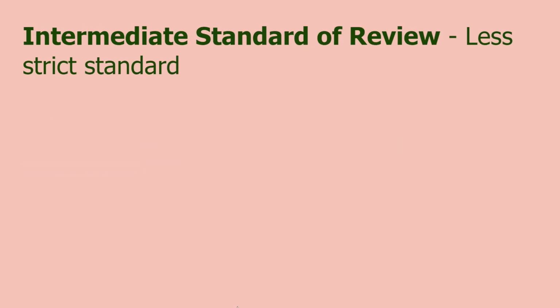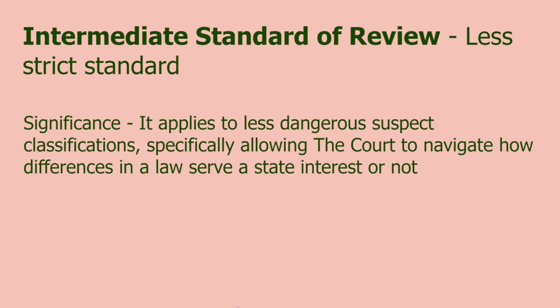Intermediate standard of review: a less strict standard. It applies to less dangerous suspect classifications, specifically allowing the court to navigate whether differences in a law serve the state interest or not. I'm pretty sure this is where women and LGBTQ people fall, in this intermediate area. I think LGBTQ people will be heightened to suspect classes, but I'm not totally sure again.